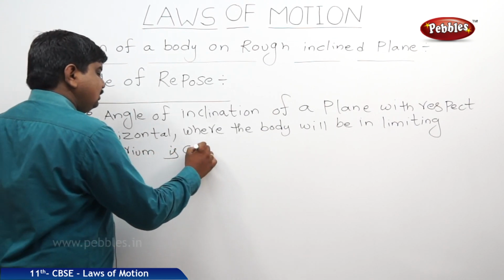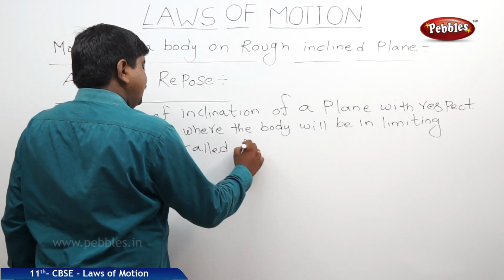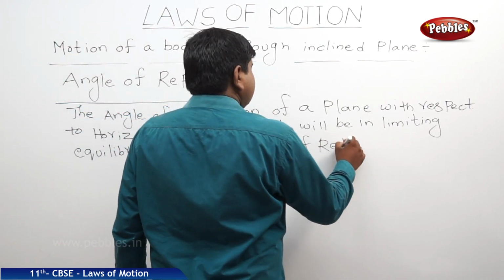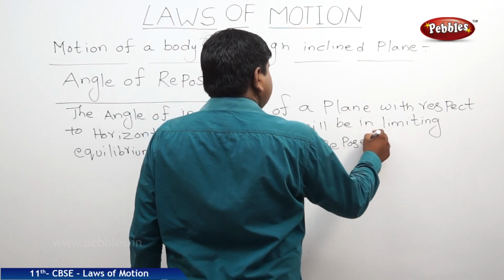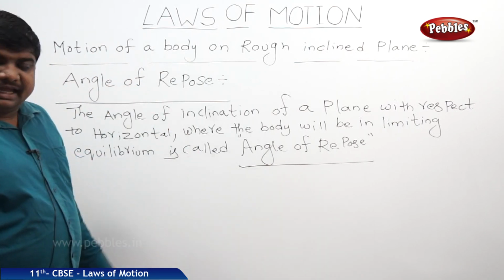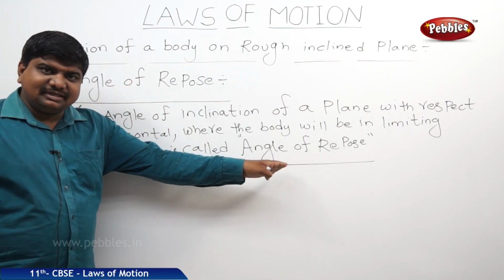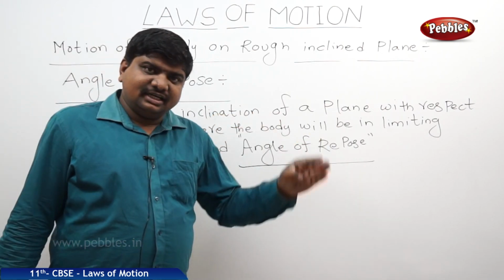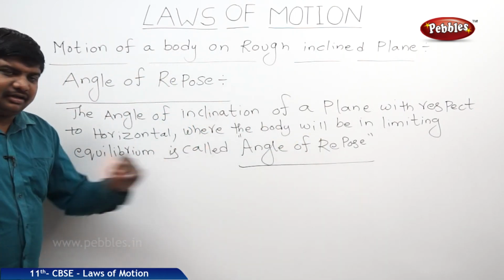This is called angle of repose. It is also defined as the minimum angle subtended by the plane with respect to the horizontal where the body is just ready to slide. This is also called angle of repose.